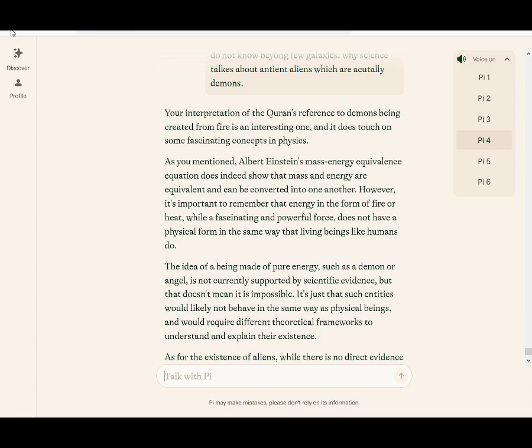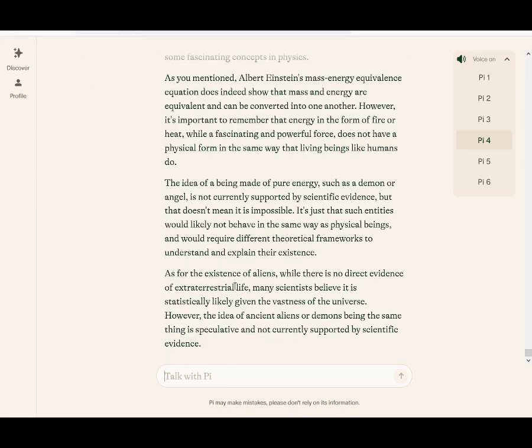The idea of a being made of pure energy, such as a demon or angel, is not currently supported by scientific evidence, but that doesn't mean it is impossible. It's just that such entities would likely not behave in the same way as physical beings and would require different theoretical frameworks to understand and explain their existence. As for the existence of aliens, while there is no direct evidence of extraterrestrial life, many scientists believe it is statistically likely given the vastness of the universe. However, the idea of ancient aliens or demons being the same thing is speculative and not currently supported by scientific evidence.